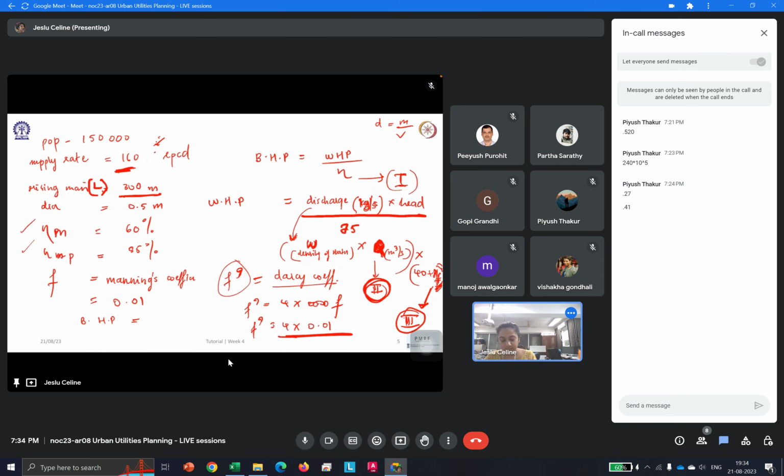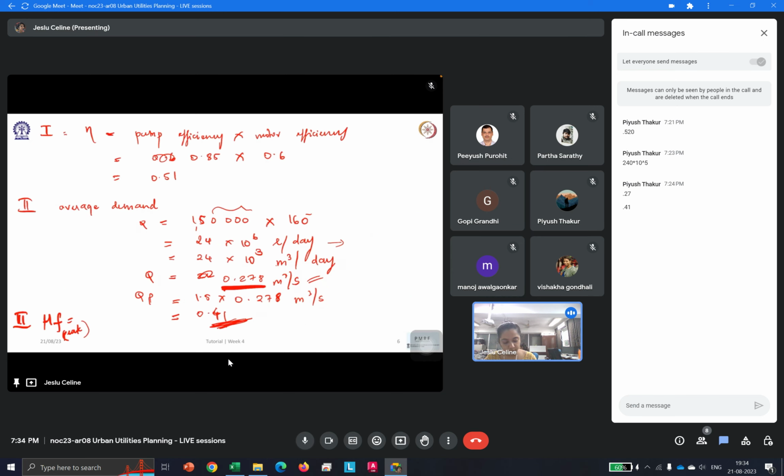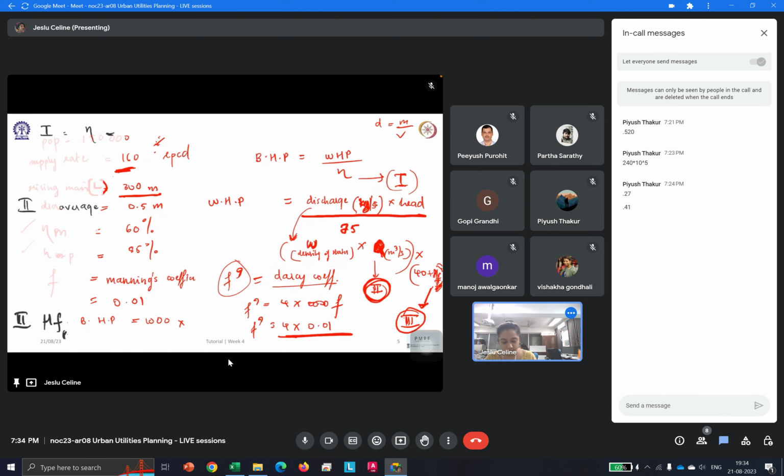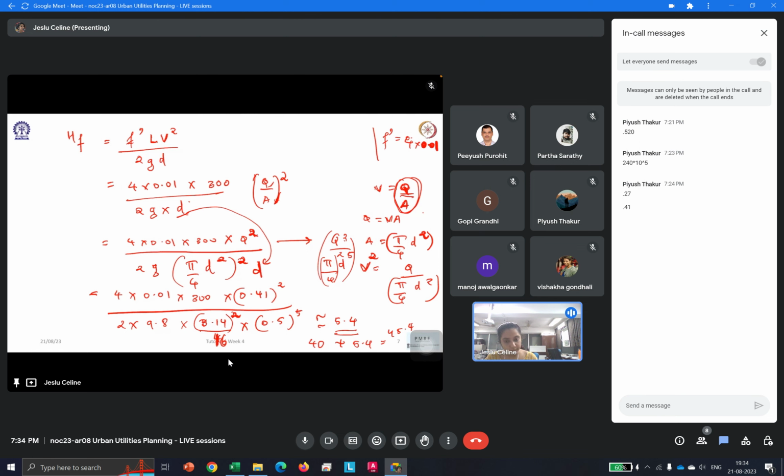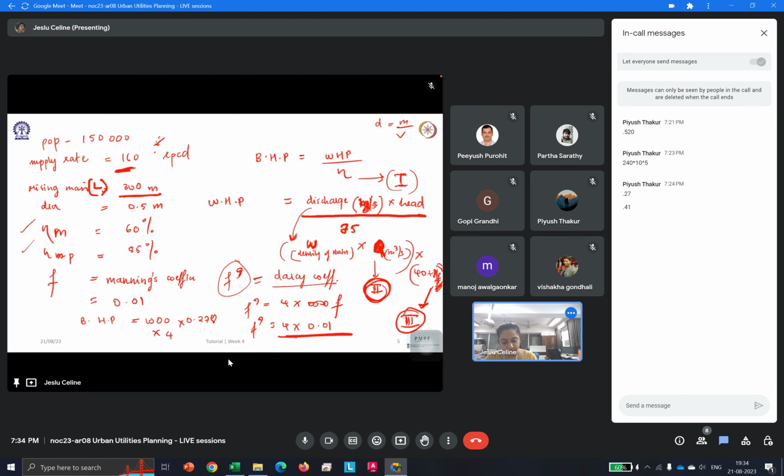1000 kg. Correct. So we are using it in kg only because we said that discharge in kg per second is what we need. So that is 1000 into our Q value. Here I said we will be using the average Q value that we found, 0.278, into the head, which is what we found, 45.4.